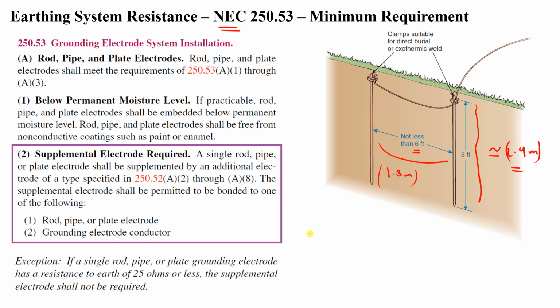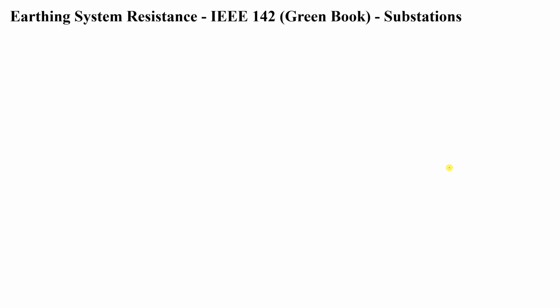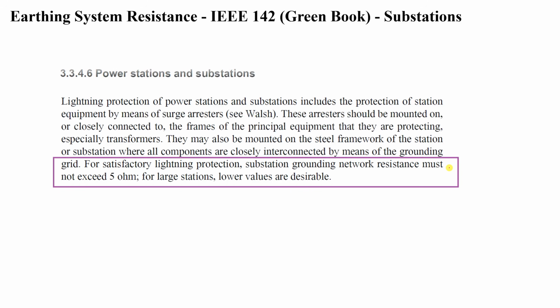In the Australian or New Zealand code, it is about 1.2 meters minimum value for the length of the electrode, as I have talked about in a previous lesson. Okay, what about the substations? In the IEEE 142 Green Book, it tells you this.